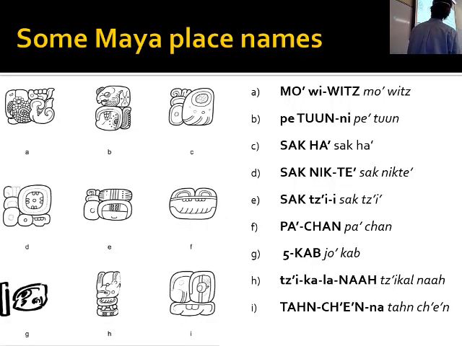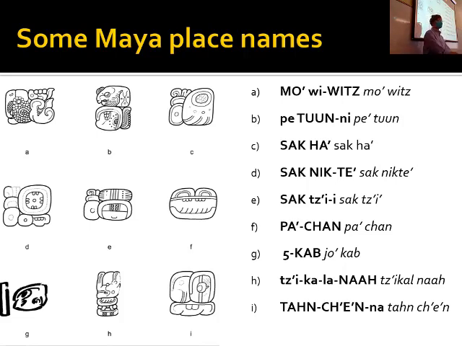Baka Mountain, more hills. Petun, the Pe rock, we don't know what Pe is. Sakha, white water, or whitish water. Saknikte, white plumeria tree. Saktsi, white dog. Pachan, split sky, or perhaps high ravines, something along those lines. And then Hotab, 5 lands or 5 towns. Ikalna, mud houses. Perhaps not very elevating place name. But the site is actually an island in the middle of a swamp. So it's very accurate. And then Tanchen, before the cave, or in front of the cave, or next to a cave.